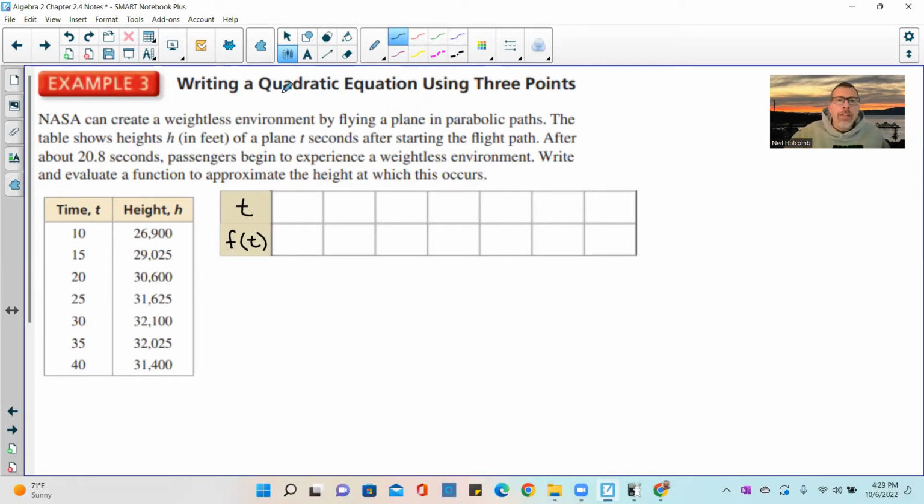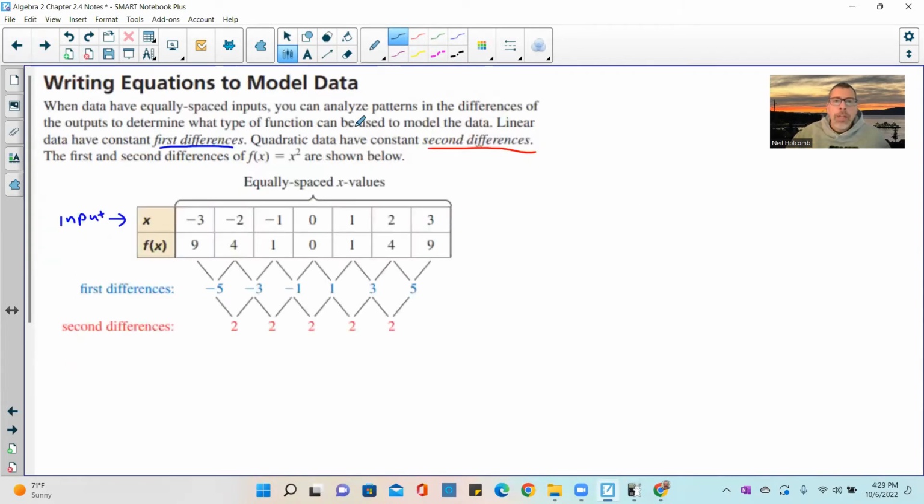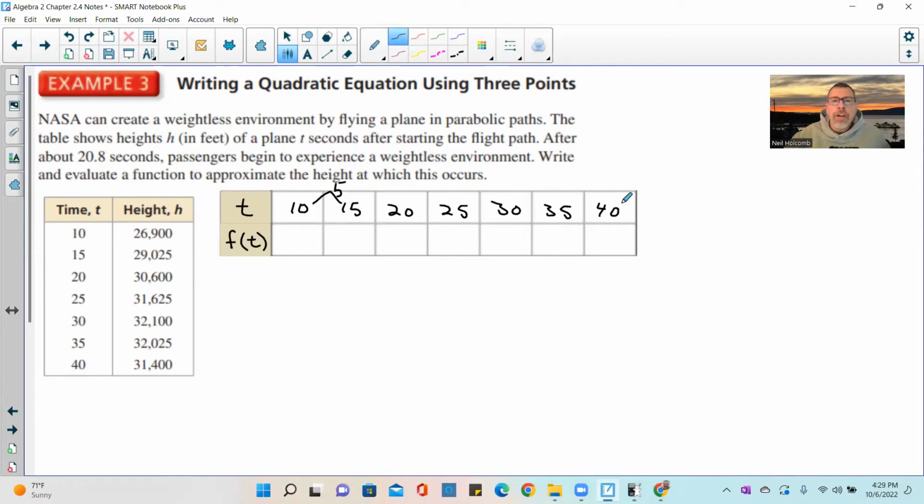So before we do that, it does say writing a quadratic equation here, but we have to confirm that it is a quadratic function. So I'm going to put my t times in here: 10, 15, 20, 25, 30, 35, 40. And then I'm going to ask myself, are all of these values a common difference? And it is. We have to add 5, add 5, add 5, add 5, add 5, add 5. So if I go back to this example, okay, the differences of the outputs, actually the first, where does it say? When data have equally spaced inputs. There it is. So I have equally spaced inputs of 5.